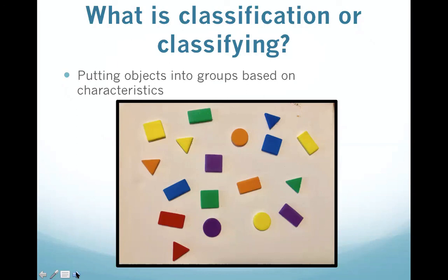So here I just have some little foam stickers that I got from my boys. You can see it's a big jumbled mess. But I bet you can look at those and think of a way to group them. So take a second, look at all those stickers and think, how would you group those or how would you classify those based on similar characteristics?